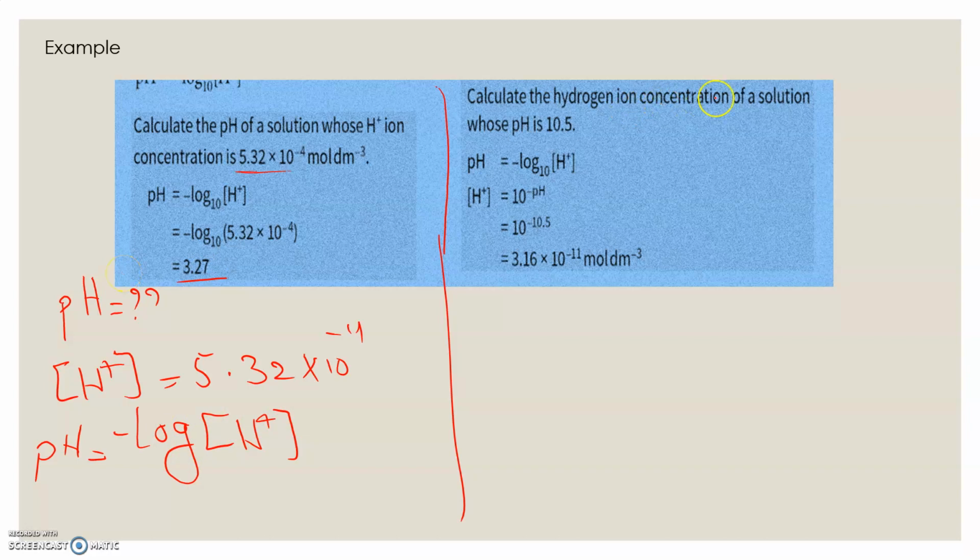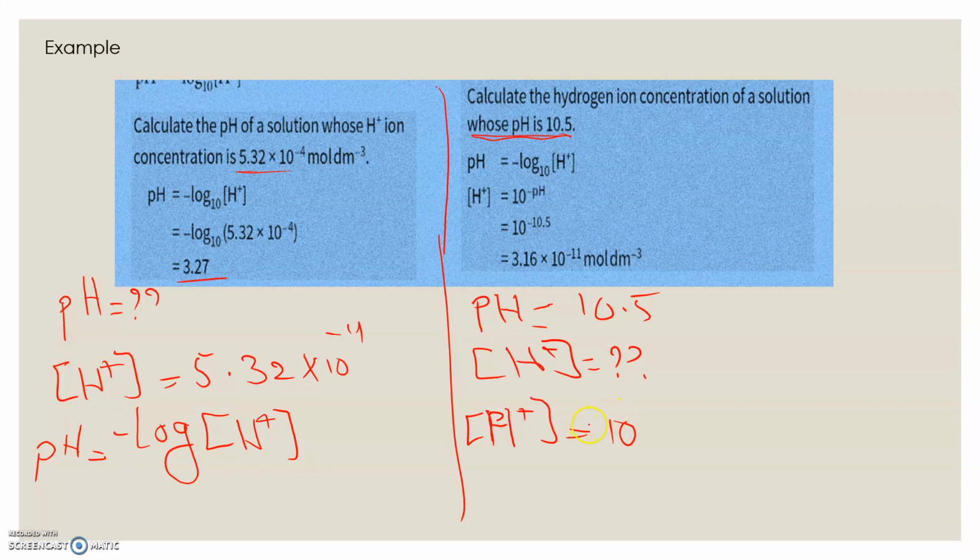Now calculate the hydrogen ion concentration of a solution whose pH is 10.5. Okay, this is reversed. So you have the pH, which equals 10.5, and you need the concentration of hydrogen. So in this case, the concentration of hydrogen equals 10 to the power of minus pH. So it will be the concentration of hydrogen equals 10 to the power of minus 10.5, and there you have your concentration. Okay, these are easy examples.